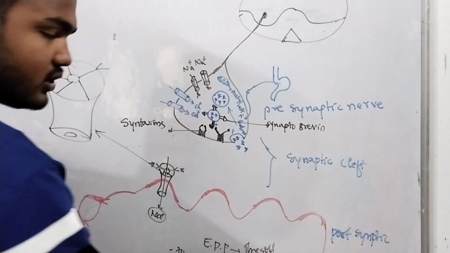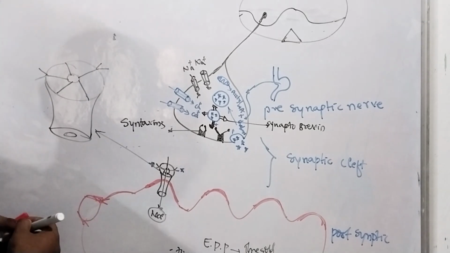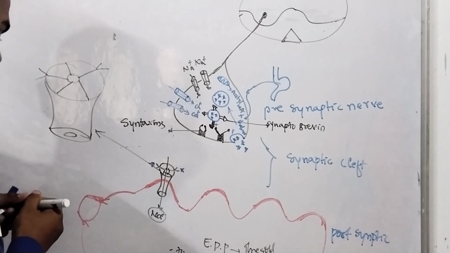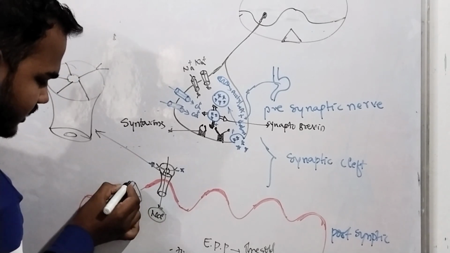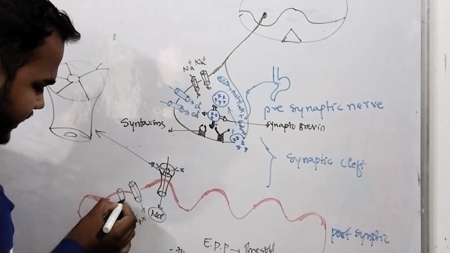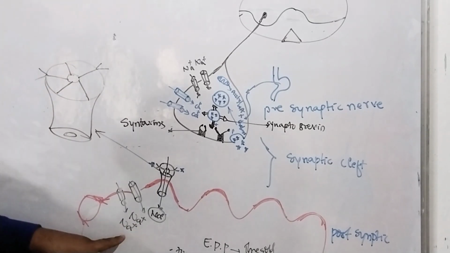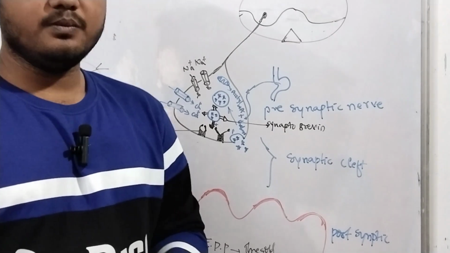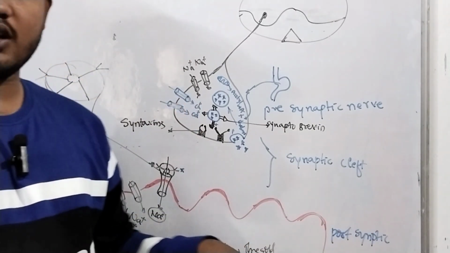This end plate potential reaches the threshold potential, and this threshold potential leads to the stimulation of voltage-gated sodium channels, which will open, and there is more influx of sodium into the muscle fiber, and that leads to the contraction of the muscle. Okay, this is all about the nerve physiology.